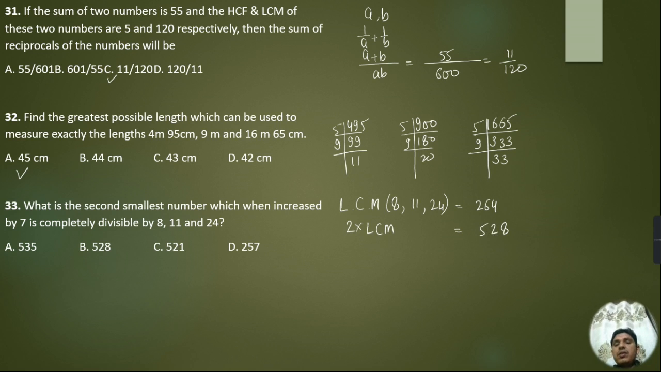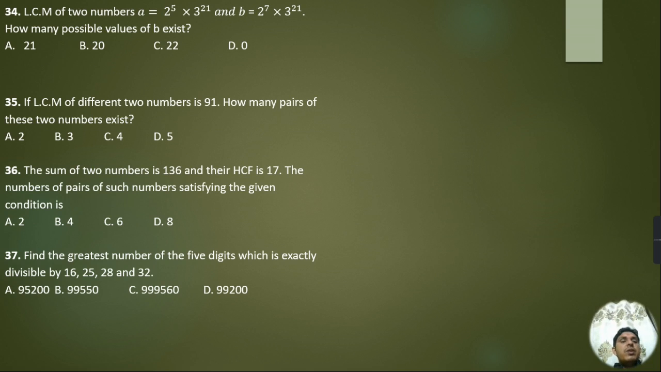That means 528. And he's asking what is the second smallest number which when increased by 7 is completely divisible by this number. So number increased by 7 and then the number 528. If we check the value of n, this will be 521. So students, the answer of this question will be 521, right? Okay. Next question is question number 34.